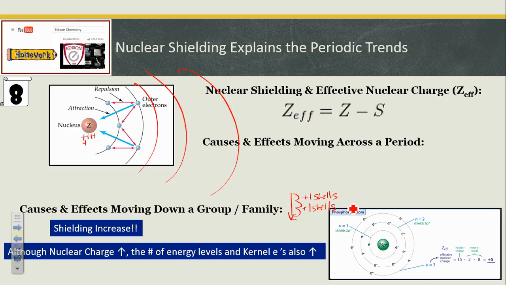So the nucleus is feeling the electrons out here less and less. The further they are away, the less the positive and the negative charge can interact. So we call that positive, negative, push, pull, attraction, repulsion shielding. And the electrons in the middle are the ones that cause the shielding. So the kernel electrons cause the shielding. And so as you add more shells of electrons, you're adding more kernel electrons as well.